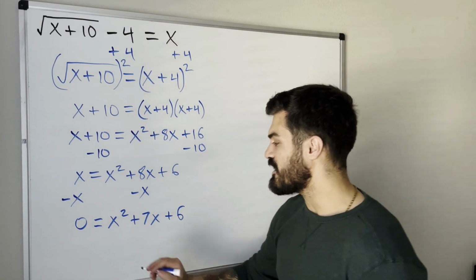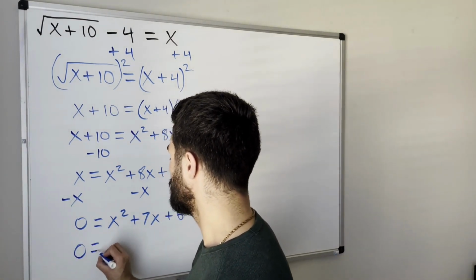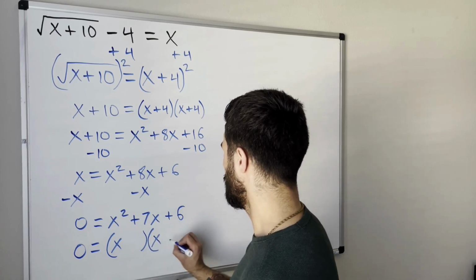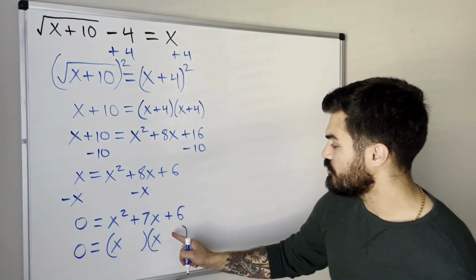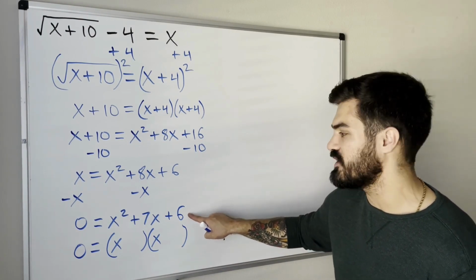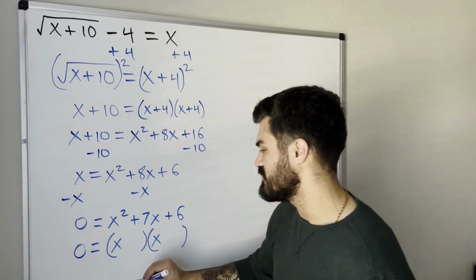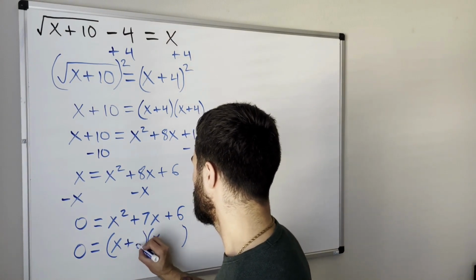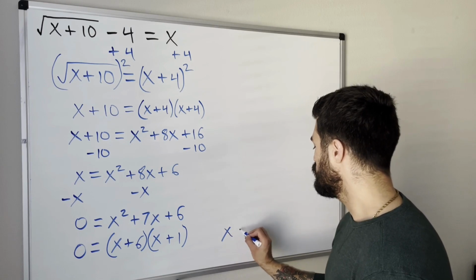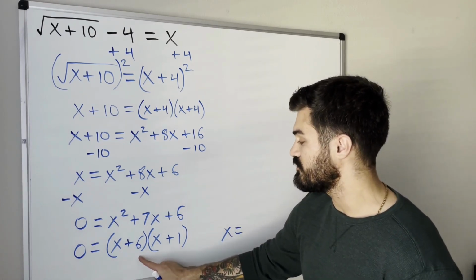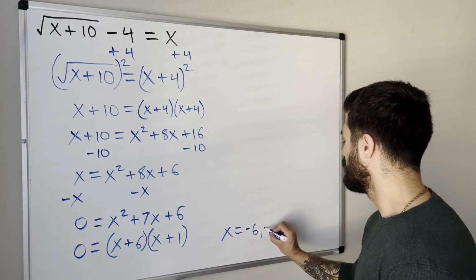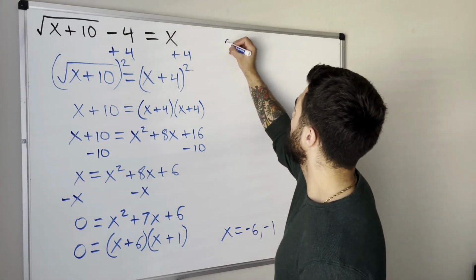Looks like this is factorable, so I'm going to attempt to do that. In fact, I think I see already what it factors into, which is, let's see, 6 and 1. Multiply together to give us 6 and add together to give us 7. So plus 6 plus 1. And what that gives us is 2 potential solutions, right? -6 and -1. So let's go back and check.